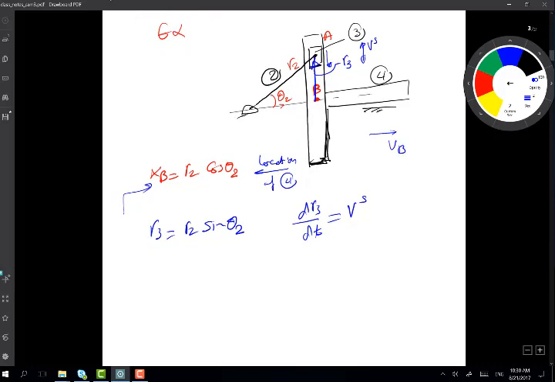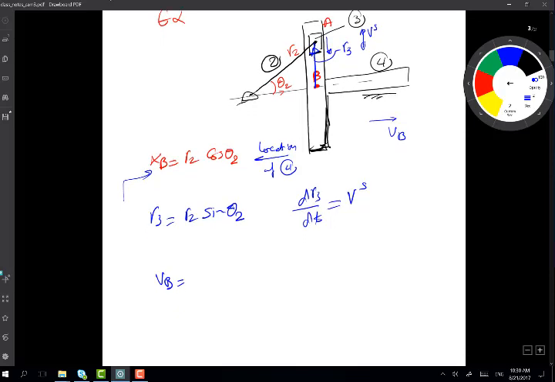I don't know which direction we take, but let's differentiate here. So now VB, of course, don't forget I'm using calculus at the moment. So it's really dxB/dt, differentiate xB with respect to time. However, you realize here, xB is not a function of time, but rather a function of theta 2, exactly like r3 is another function of theta 2, correct?